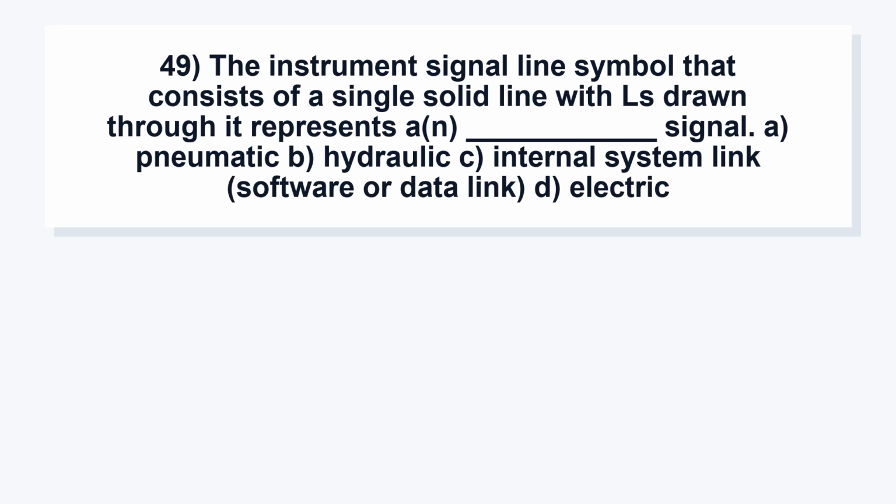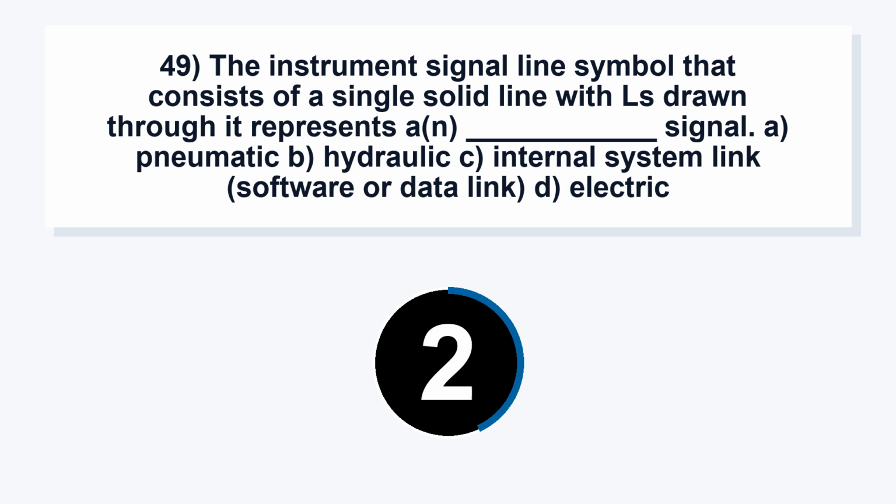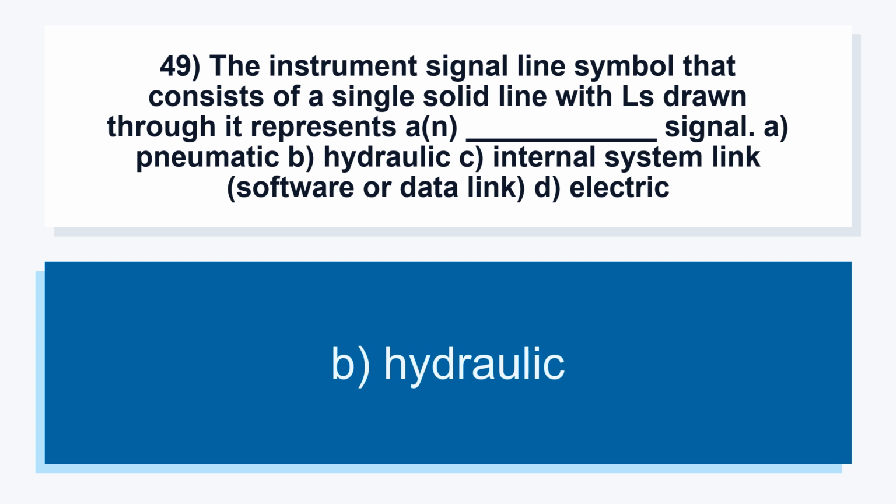49. The instrument signal line symbol that consists of a single solid line with LS drawn through it represents a blank signal. A. Pneumatic. B. Hydraulic. C. Internal system link, software or data link. D. Electric. B. Hydraulic.